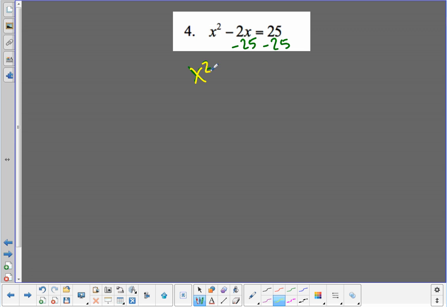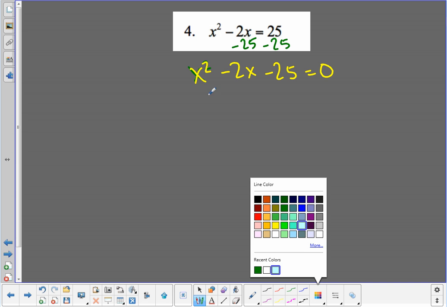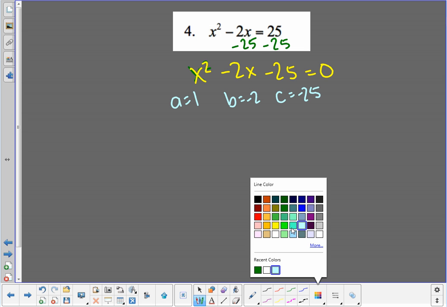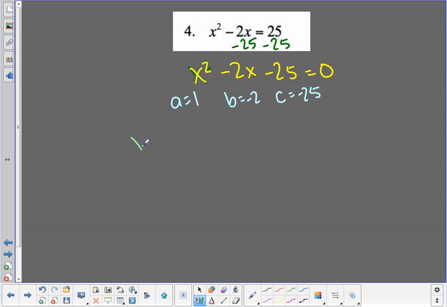X squared minus 2x minus 25 is equal to 0. So that tells me that my A is equal to 1, B is equal to -2, C is equal to -25, and I can substitute and solve from there. So I have x is equal to the opposite of B. B is -2, so I'm going to make that +2.